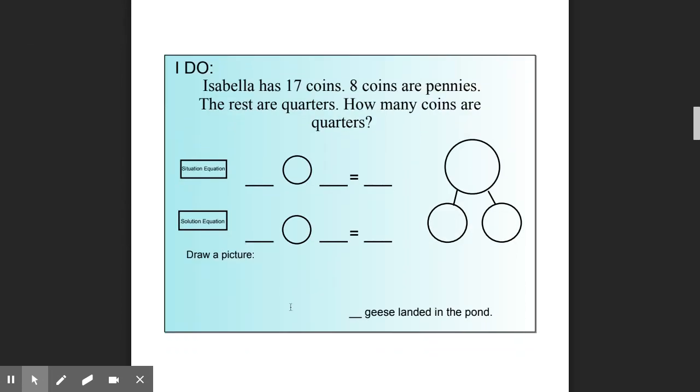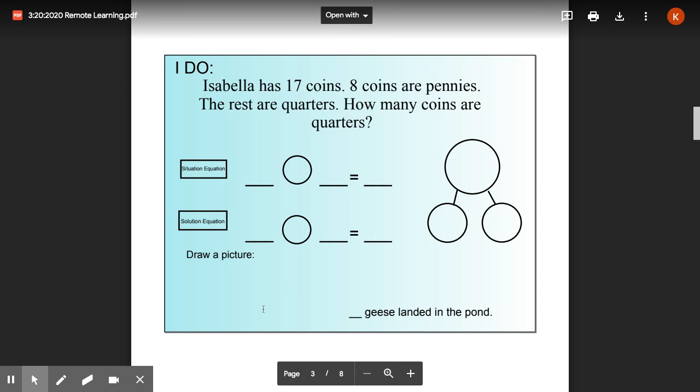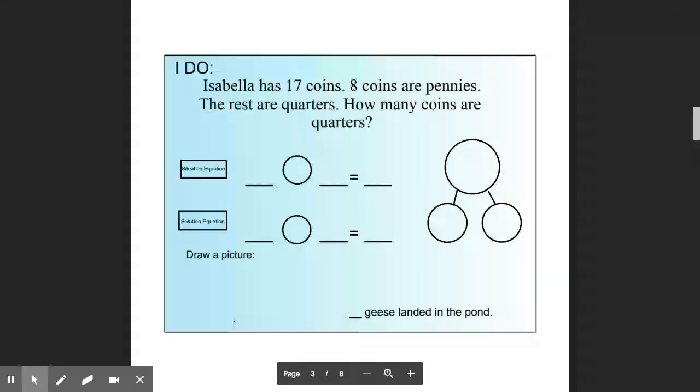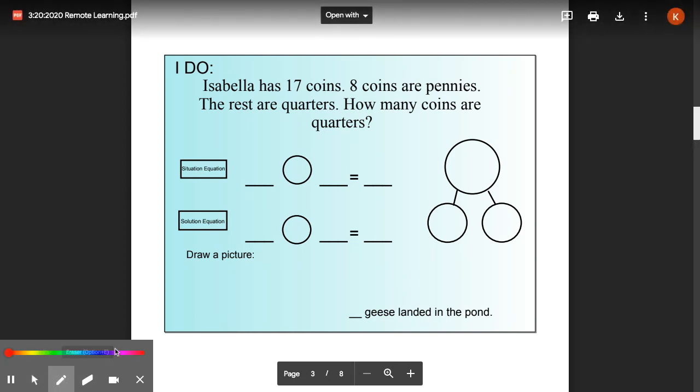Now this is an I do slide. So that means I am going to solve the problem for you as you watch. However, I may ask for your help. So the first thing I'm going to do is read my problem. Isabella has 17 coins. 8 coins are pennies. The rest are quarters. How many coins are quarters?